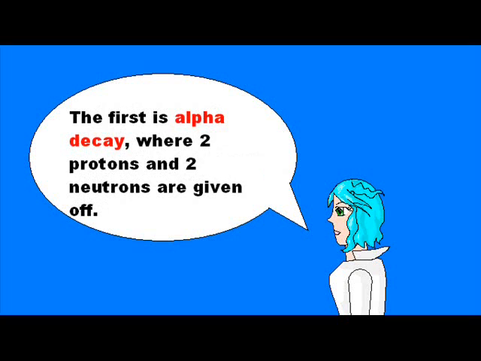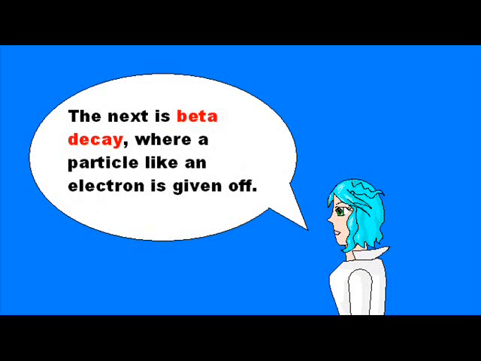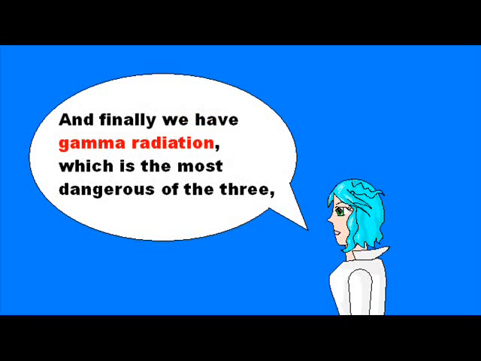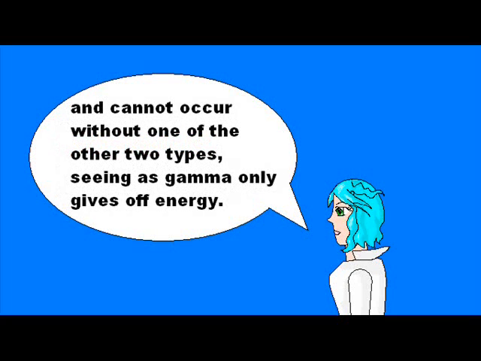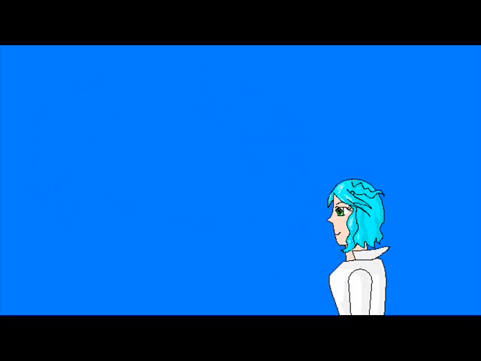The first is alpha decay, where 2 protons and 2 neutrons are given off. The next is beta decay, where a particle like an electron is given off. And finally, we have gamma radiation, which is the most dangerous of the 3, and cannot occur without one of the other 2 types, seeing as gamma only gives off energy.